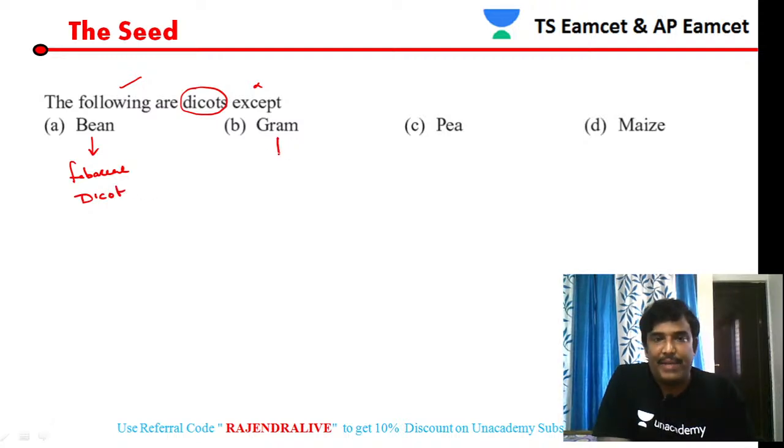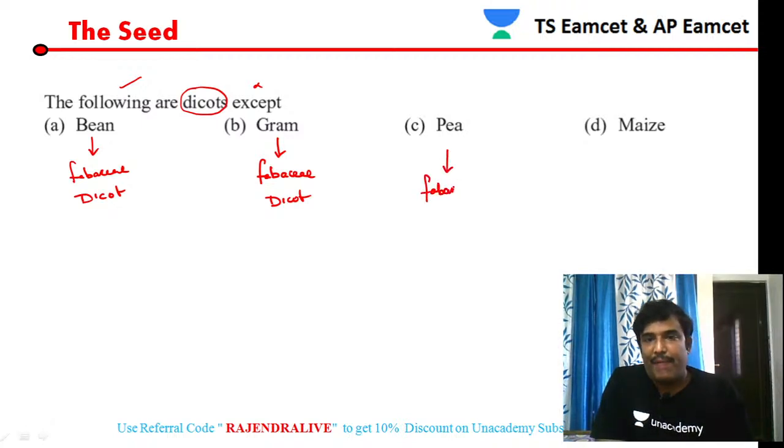Similarly, gram also belongs to Fabaceae, and its seed has two cotyledons, so it is also a dicot. The same thing again with the pea plant. The pea plant is also a Fabaceae member, so it is also a dicot.